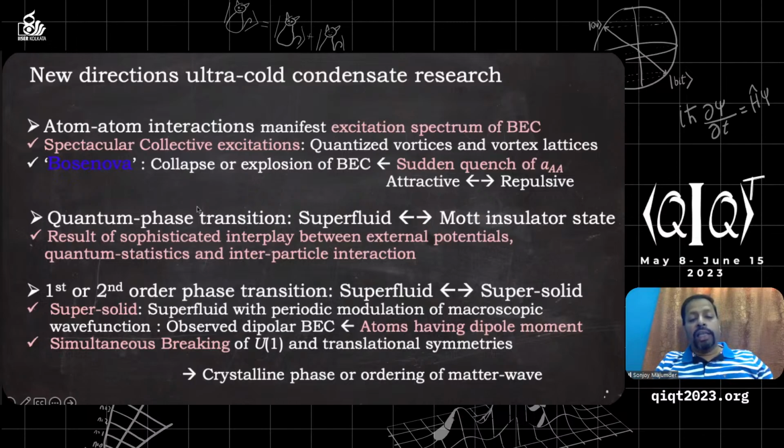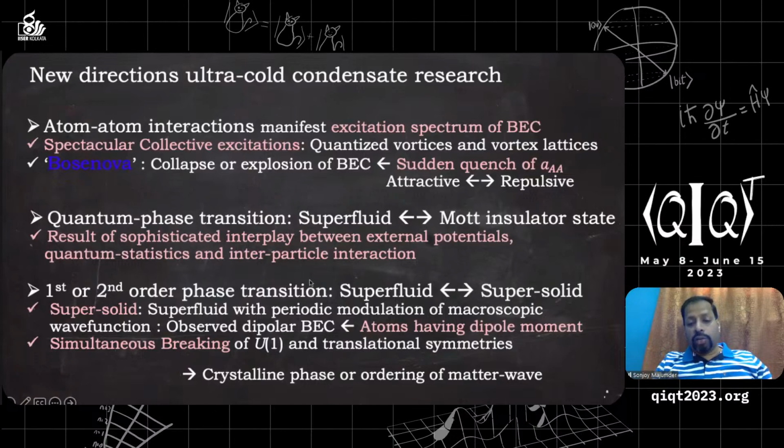Similarly, in other directions, people can look at quantum phase transitions from the superfluid, which is actually the Bose-Einstein condensate, to the Mott insulator phase. These can be obtained from the sophisticated interplay between the external potentials, quantum statistics, and interparticle interactions. There are other features which are very important in present-day physics and technologies.